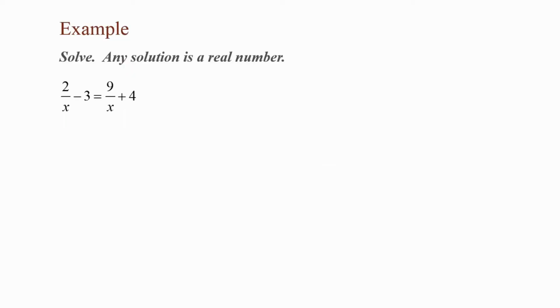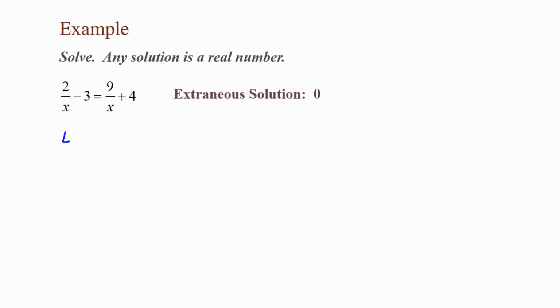In this example, solve. Any solution is a real number. 2 divided by x minus 3 equals 9 over x plus 4. Because we have fractions, we need to check to see if we have an extraneous solution. Since both of my denominators are x, I set x equal to 0. So my extraneous solution is 0.